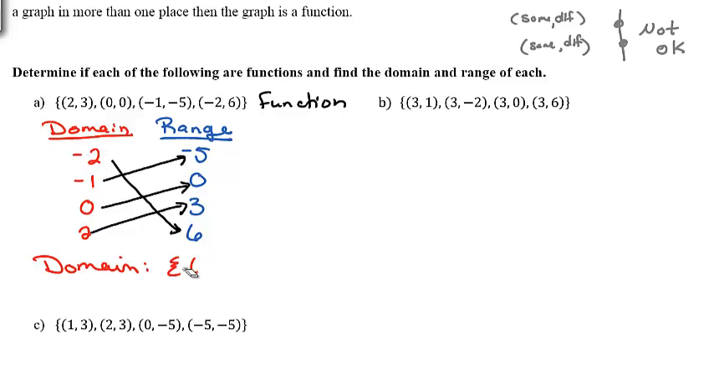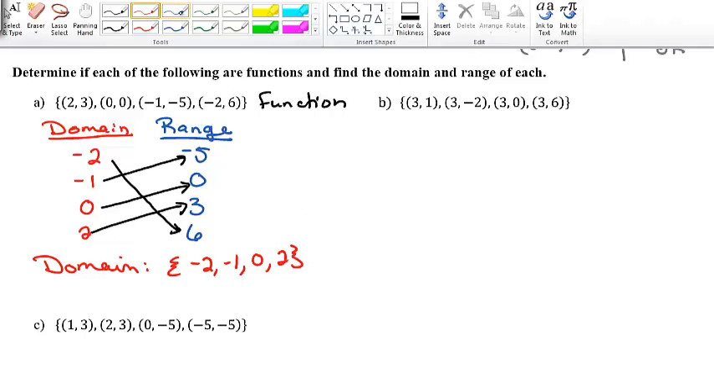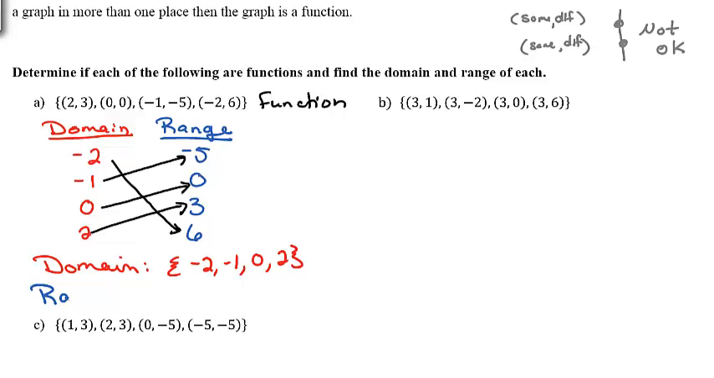So -2, -1, 0, and 2. And then I'm also going to list as a set the range. And our range values is this list of numbers, -5, 0, 3, and 6.